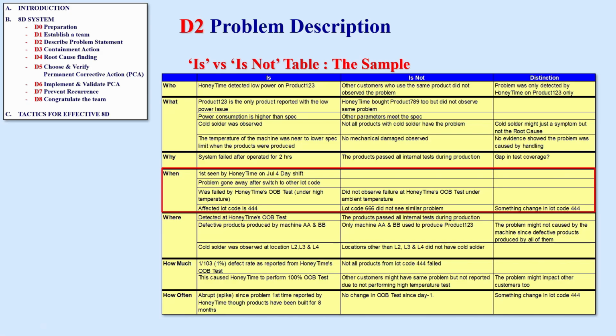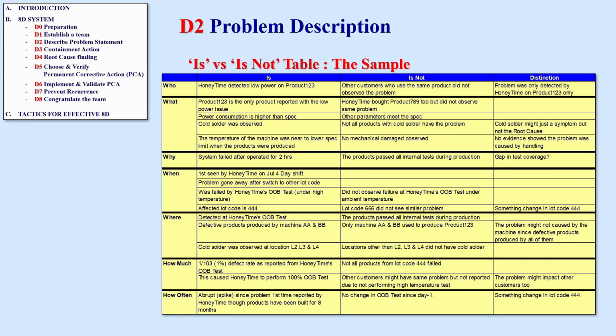Problem went away after switching to another lot code. Failed and was detected by Honeytime's OOB test under high temperature. Anyhow, no failure was observed at Honeytime's OOB test while testing under ambient temperature. Affected lot code is 444. Lot code 666 did not see a similar problem. Seems like something changed in lot code 444.